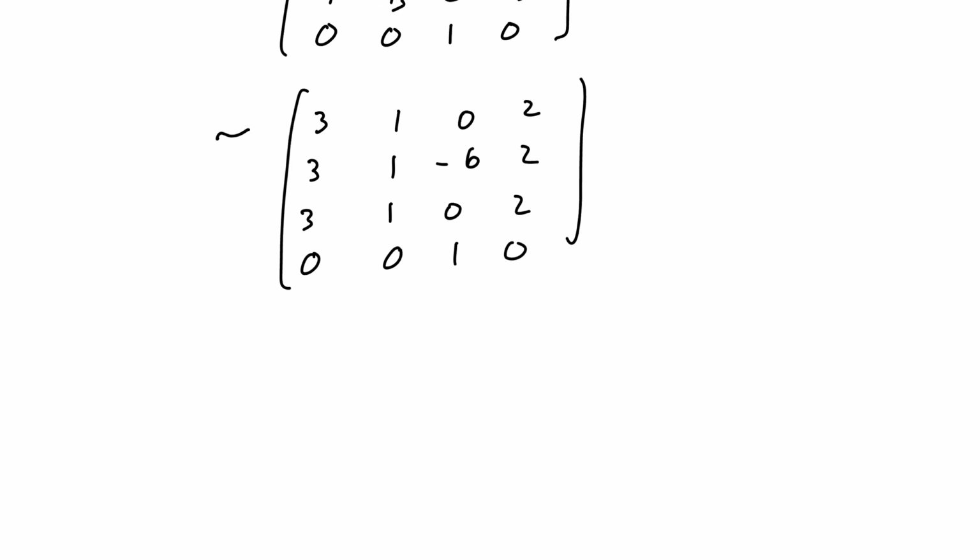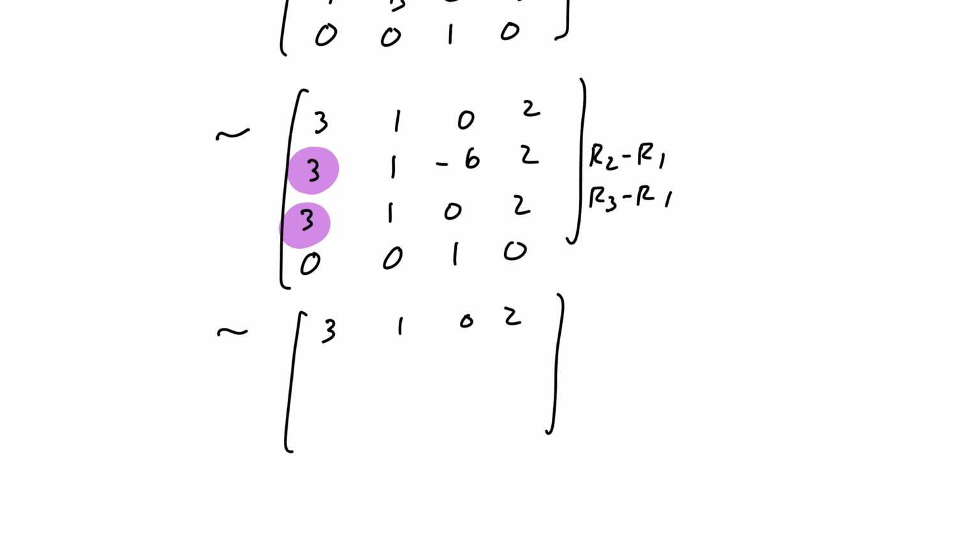So I want to make these entries 0. I'm going to take row 2 minus row 1, row 3 minus row 1. Doing so, I end up getting 3, 1, 0, 2. Subtracting this, I get 0, 0, negative 6, 0. And this ends up being the exact same row, so this is zeros all the way down, and this one is unchanged.